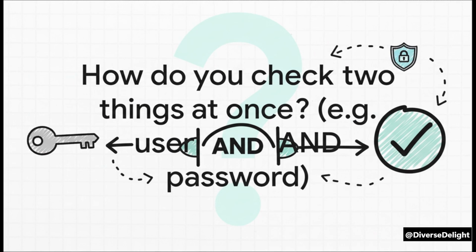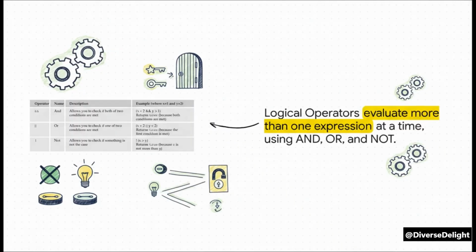Okay, that's great for checking one thing, but logging in is usually more complex, right? You need to know if the username is correct and if the password is correct. Both have to be right. So how do we combine those two questions into one single decision? For that, we turn to logical operators. Think of these as the glue for our comparisons. The AND operator, the double ampersand, is really strict. It only says true if the conditions on both sides are true. The OR operator, those two vertical lines, is way more chill. It says true if at least one of the conditions is true. And finally, the NOT operator, the exclamation point, just flips the result. It turns true into false and false into true.